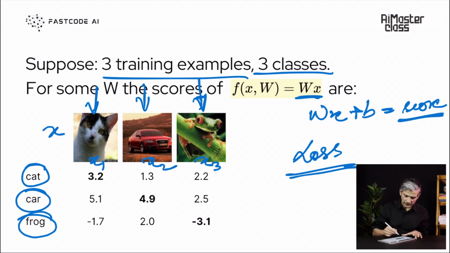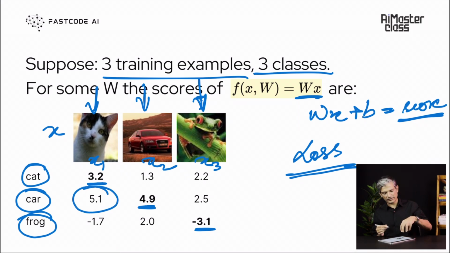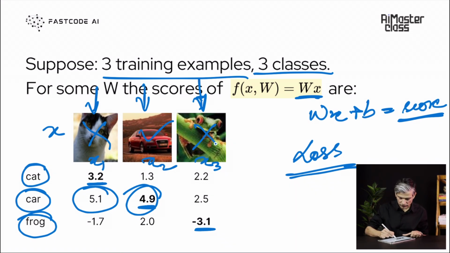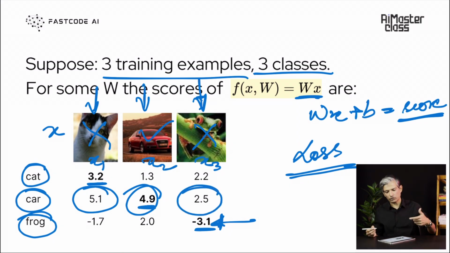In this case, you see that the correct answers are, in the first case the cat, in the second case the car, and in the third case the frog. But we get a high score for car. So, with this classifier, we would have gotten a wrong answer when given the example x1. When given the example x2, we get it correct because we got the highest score, and when we gave it x3, we again got the wrong answer, and a very bad wrong score because we actually got the minimum. If we give x3 as input, we would have gotten car as the output class.